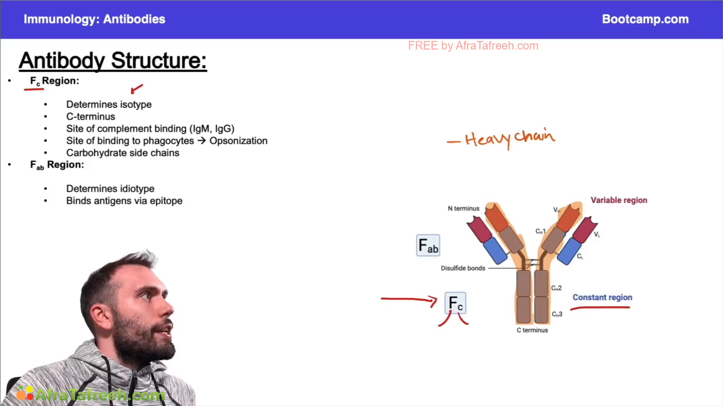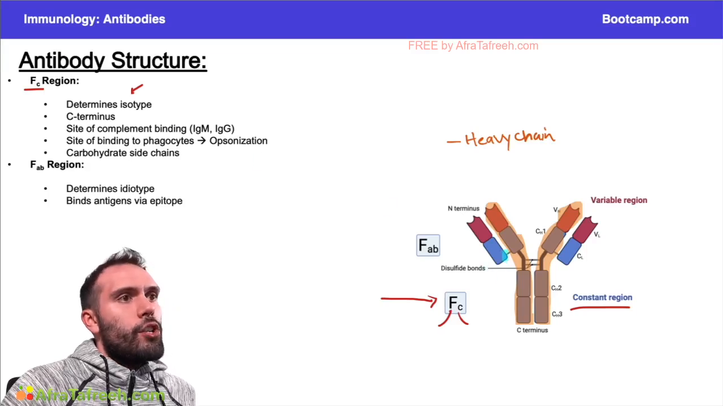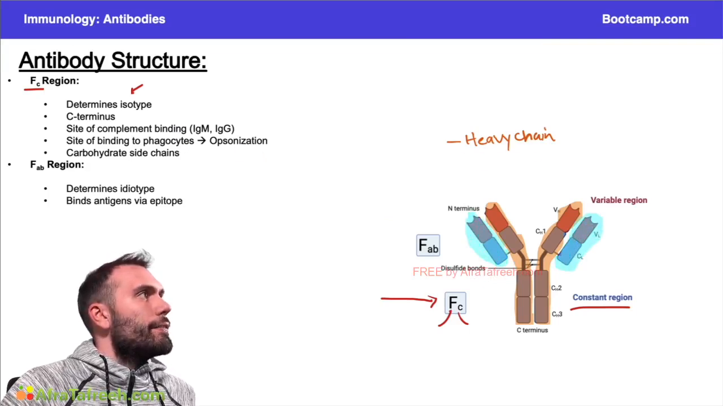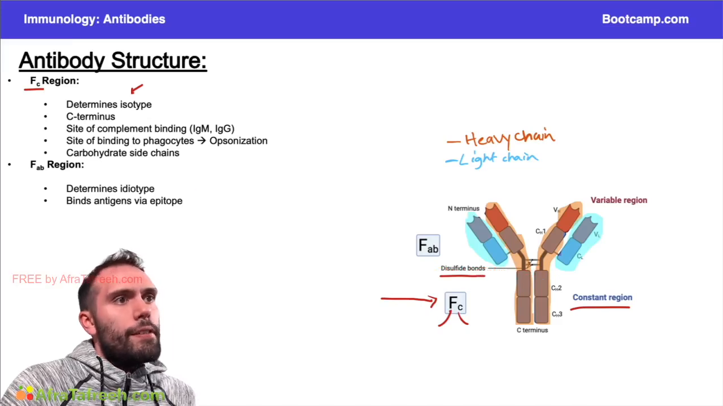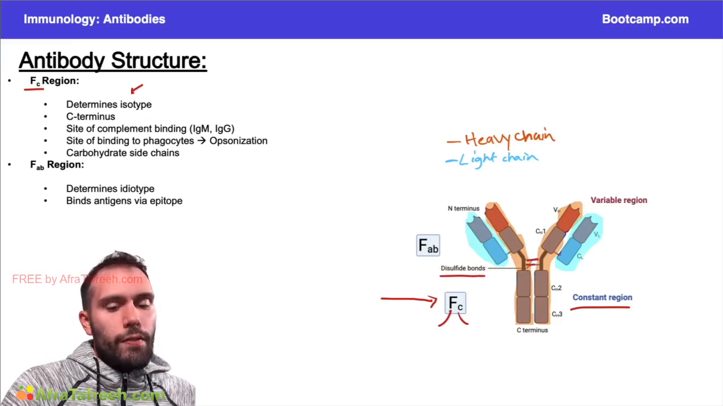To remember the light chain, it's lighter. It's not as big as the heavy chain. So the light chain is this area that I'm highlighting in teal here. Okay, so we have our heavy chain, we have our light chain, and then in the middle, you can see that occasionally we'll have these disulfide bonds that are going to link these two portions of the antibody together.